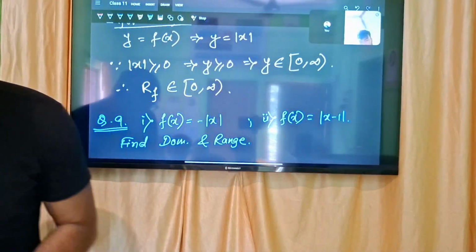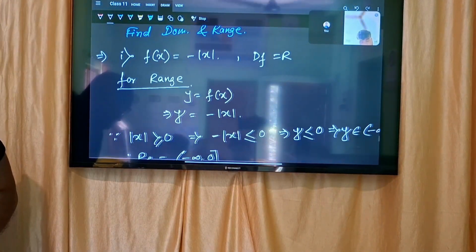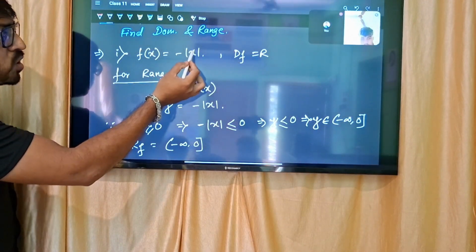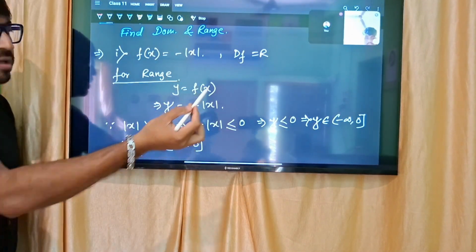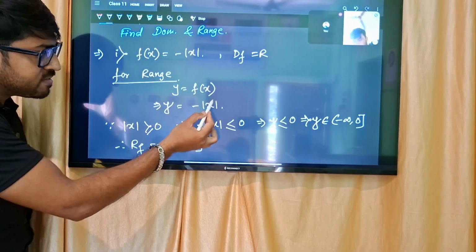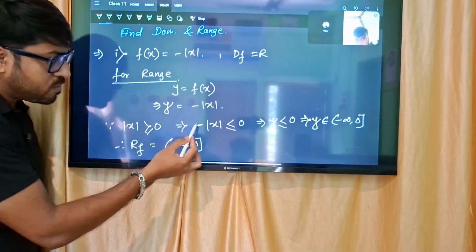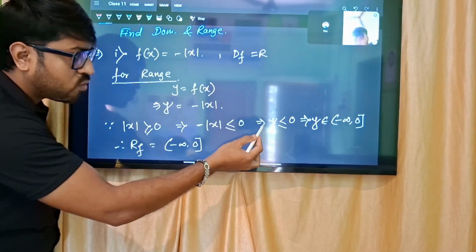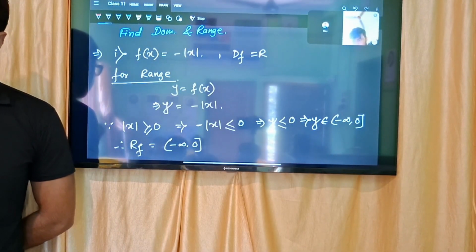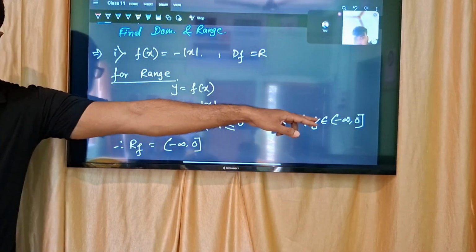Correct. See over here, how will you write this thing only? f(x) equal to minus mod x. So values of x can be anything. That is why domain of f is real number. For range, y equal to minus mod x. Mod x is positive. So minus mod x will be negative. So y will be less than equal to 0, and y belongs to minus infinity to 0. 0 is taken. That is why closed.